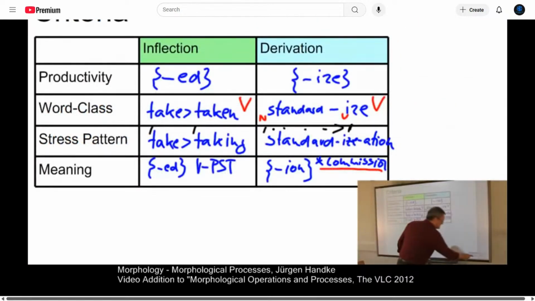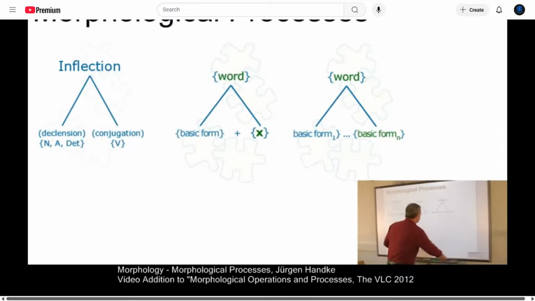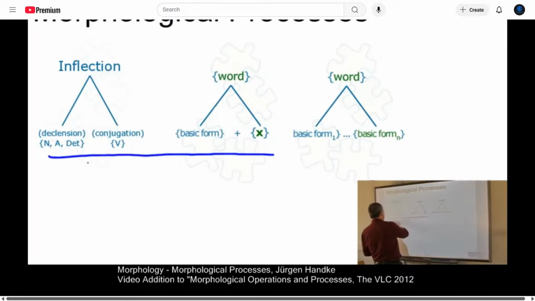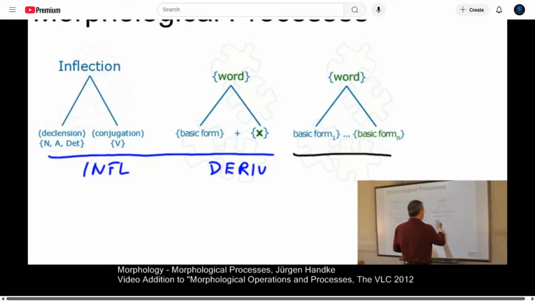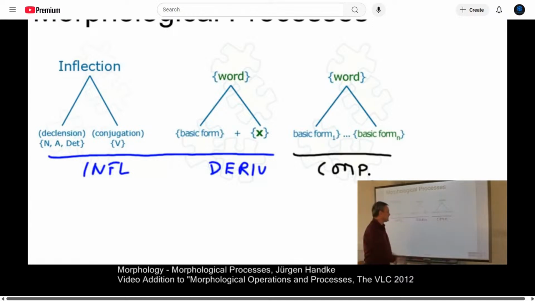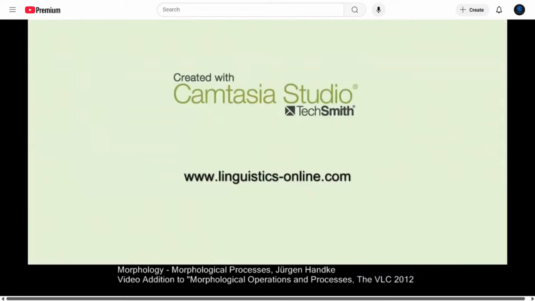So let's summarize. Formally, a distinction can be drawn between inflection, so this is inflection, this is derivation, on the one hand, and compounding on the other. One base form, several base forms. In order to distinguish inflection and derivation, we need further criteria.